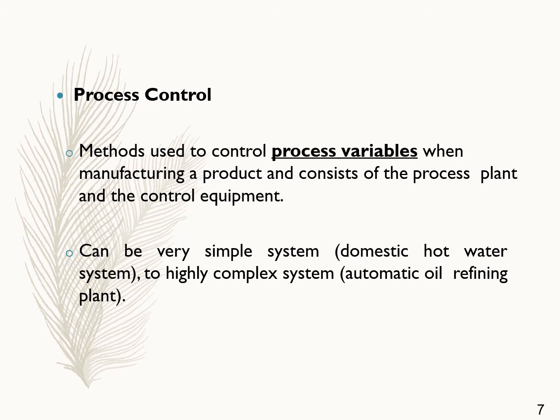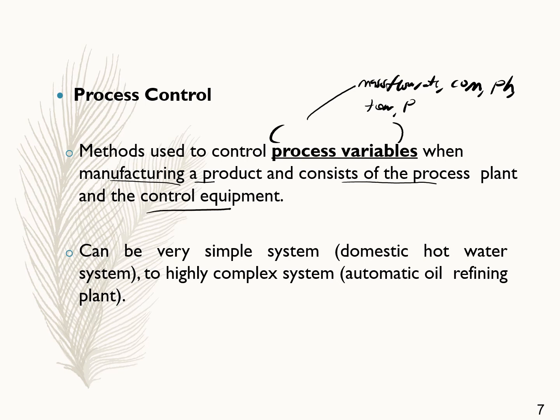Okay, next we move to process control. This process control is a method used to control process variables. For process variables, we have a few examples like mass flow rate, composition, pH, temperature, pressure. So process control is used to control process variables when manufacturing a product, and consists of the process plant and the control equipment.